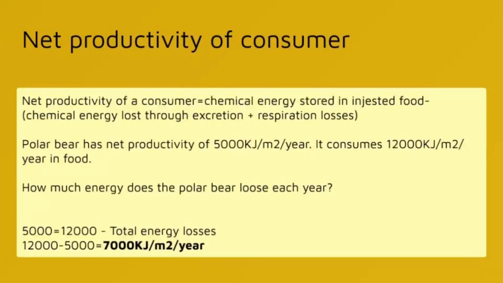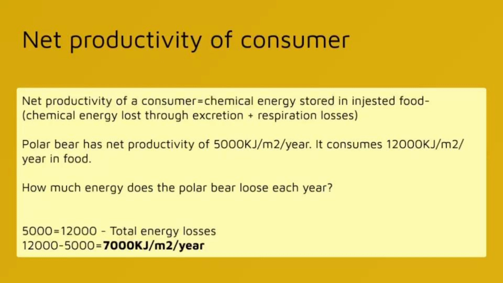We can then work this out for consumers. So net productivity of a consumer is the chemical energy stored in the ingested food, so that's either of another animal or of the producer, minus the chemical energy lost to the environment through feces and urine, and also the respiration losses to the environment.